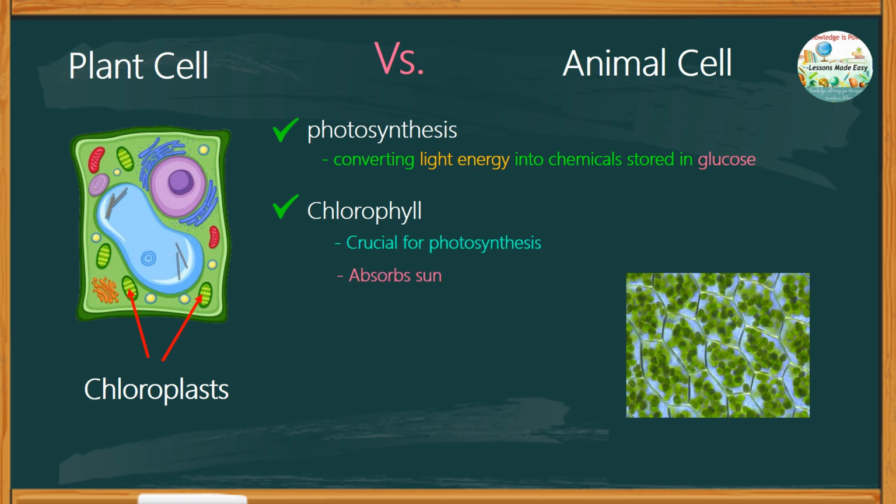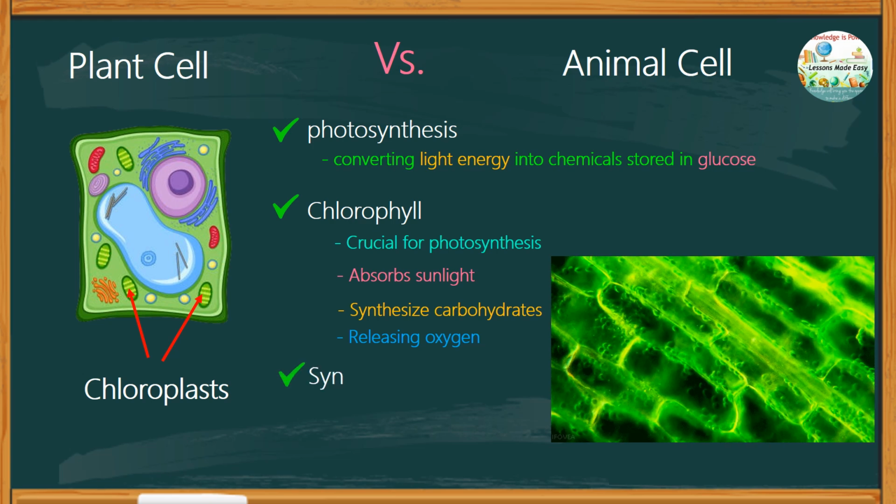Chlorophyll absorbs sunlight and uses its power to synthesize carbohydrates from carbon dioxide and water, releasing oxygen as a byproduct. Chloroplasts are also involved in synthesizing fatty acids, amino acids, and other compounds necessary for plant metabolism. On the other hand, animal cells do not have chloroplasts.